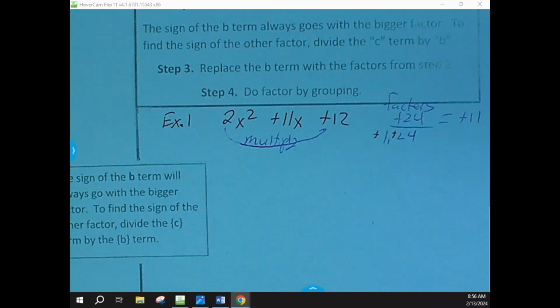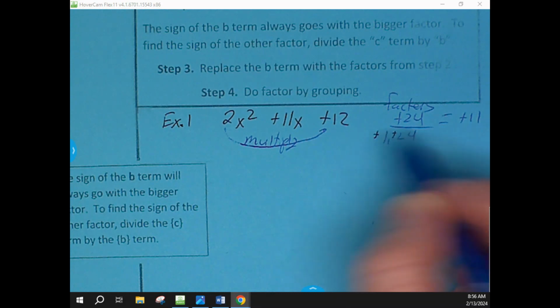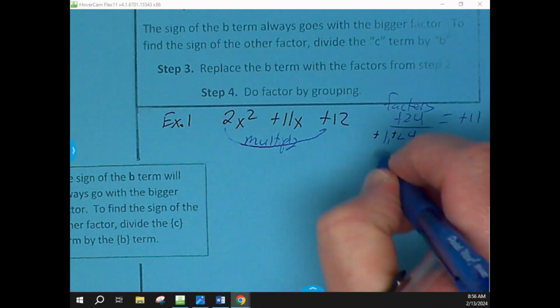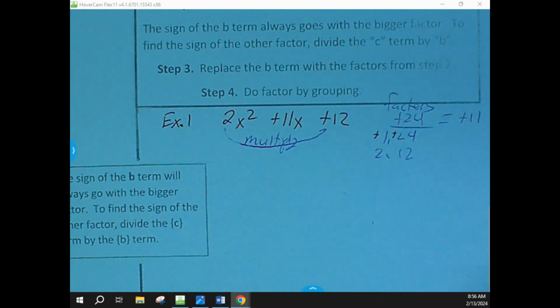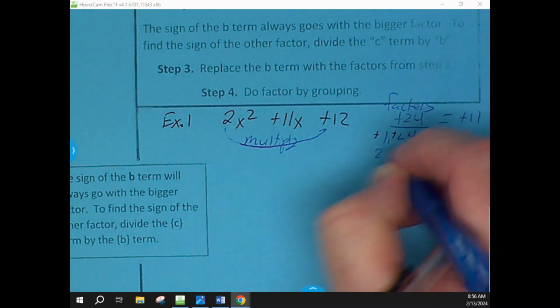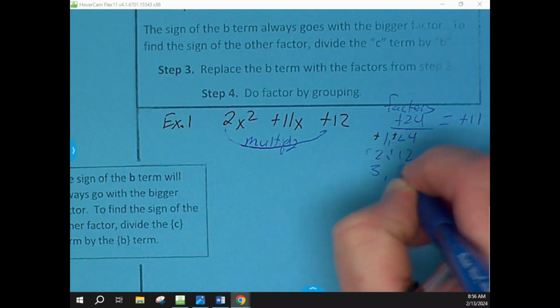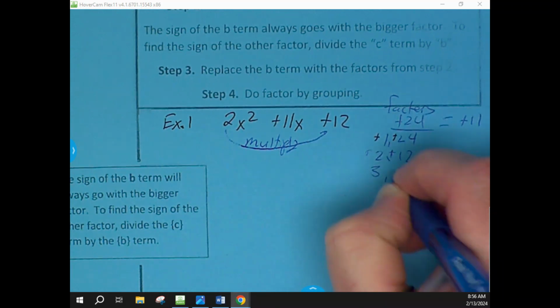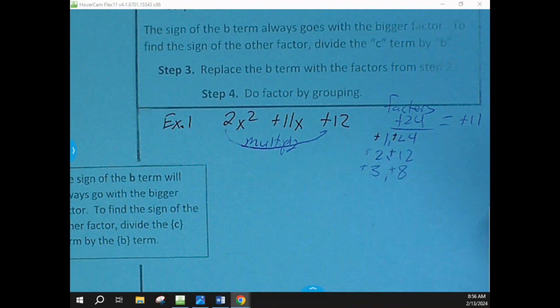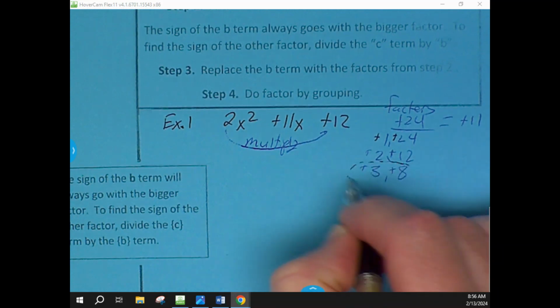Okay, and what we're doing is we're looking for the pair that when we put them together, their sum or their difference is going to add up to 11. Well, 1 and 24, not going to get us there. 2 and 12, 14, getting closer. 3 and 8. Those 2 will add up to 11, so those are the 2 numbers that we're looking for.